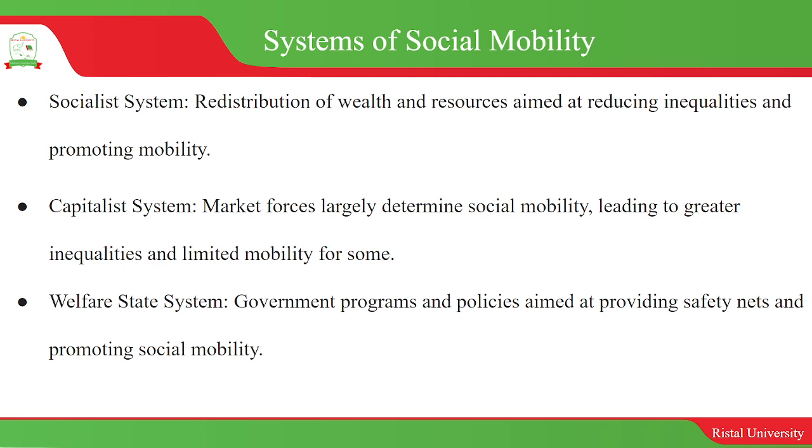The socialist system aims at making sure that you reduce the inequalities. Usually those that have a lot of wealth are taxed more, such that the taxes are made to benefit the poor people. That is a socialist community or socialist system.